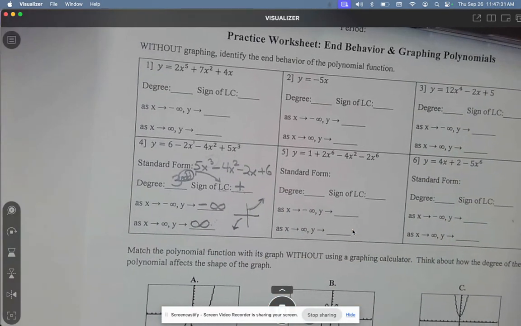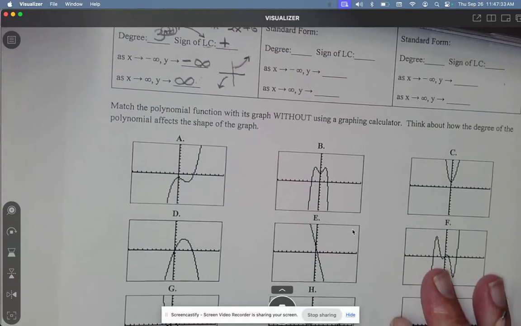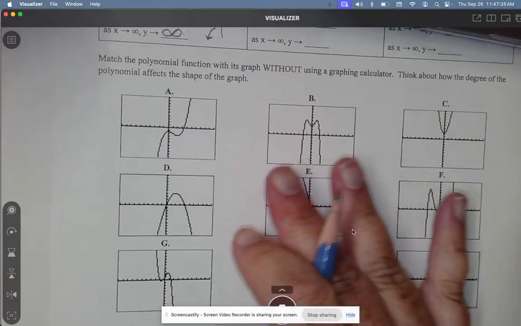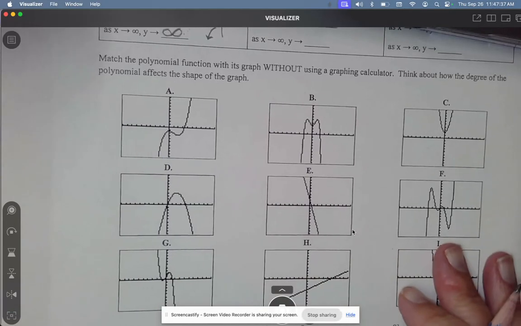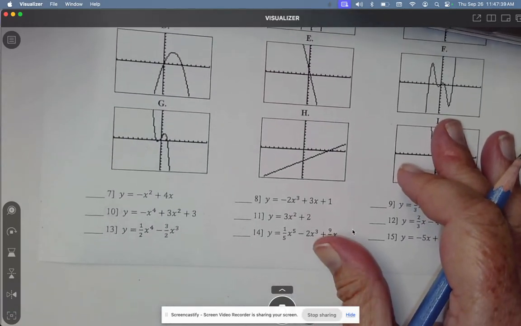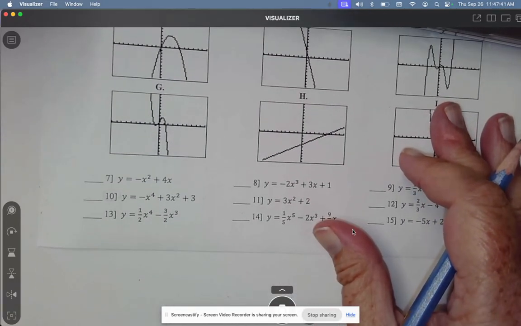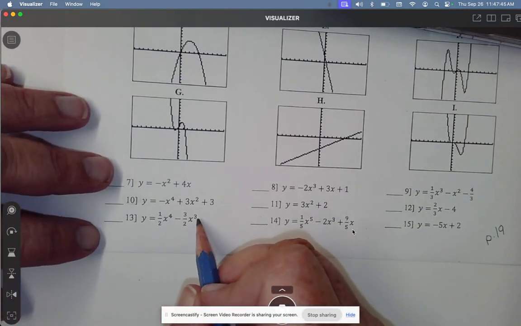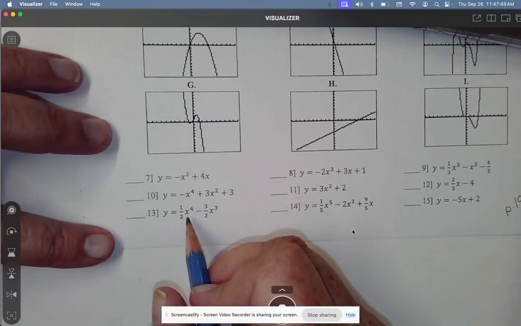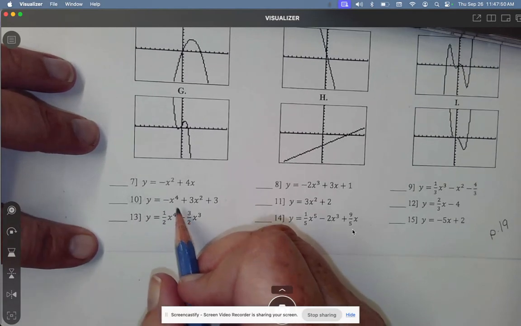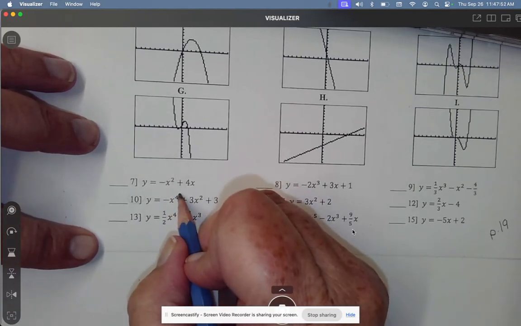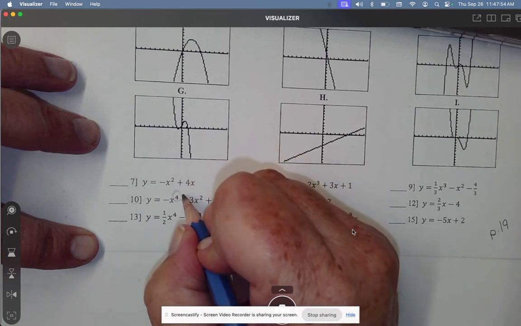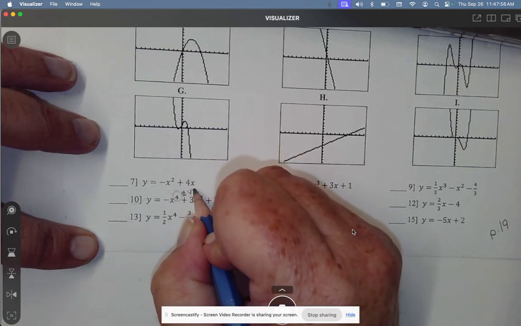Let's look at one at the bottom. Now when I do these matching at the bottom, I actually look at the graphs after I look at the functions. So I'm going to look at a function and find the matching graph. And I'm going to look at number 10. So what I want to know for number 10 is, what is my leading coefficient, or what is my degree? My degree is 4. That's even.